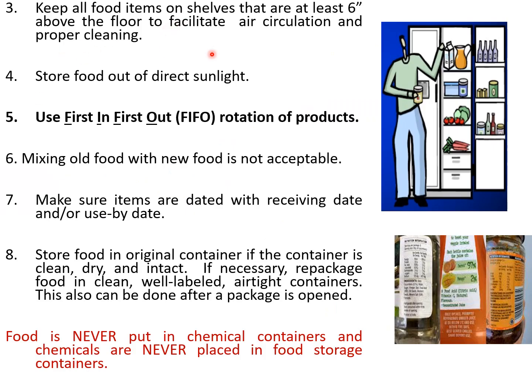Now the third step is we have to keep all the food items in the shelves, right? But these shelves are to be 6 inches above the floor. So that is the next thing which you have to keep in mind. It has to be 6 inches above the floor. This will allow circulation of air and even proper cleaning of the shelves will be done. Next thing is we have to store food in such a way that it doesn't come into direct contact with the sunlight. Next thing is use first in first out rotation of products.